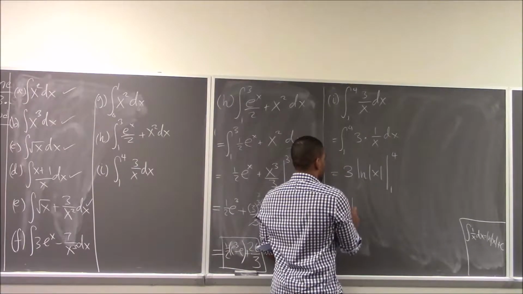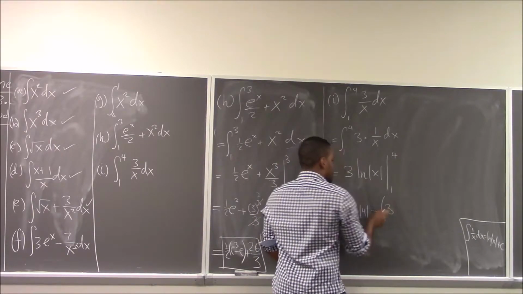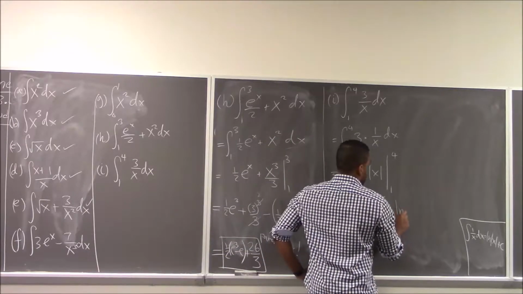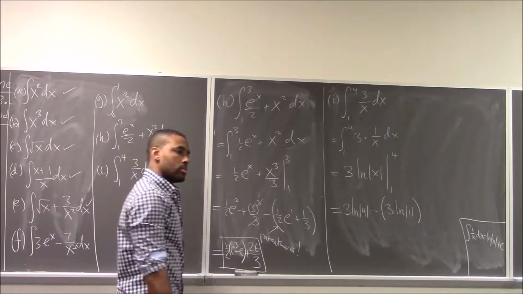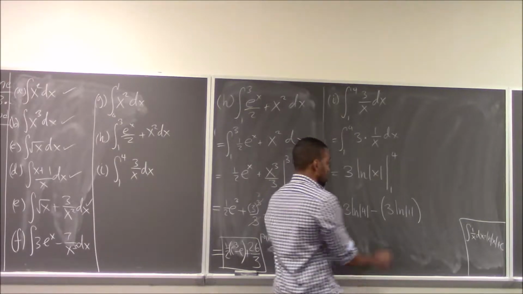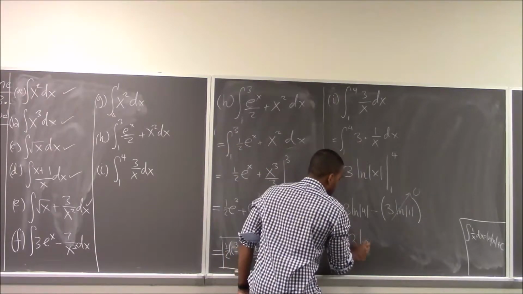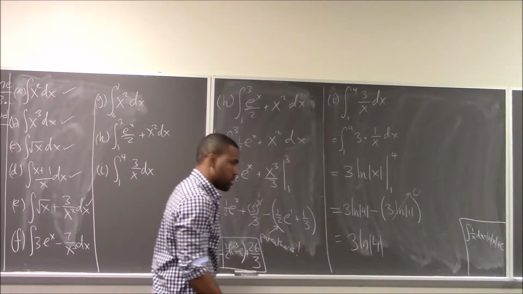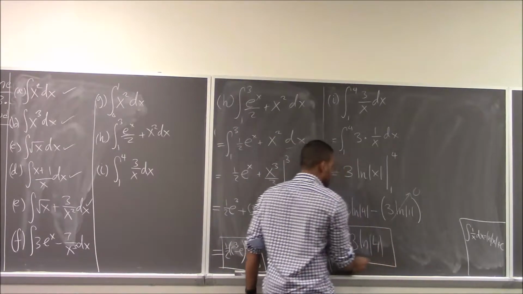So again, we're going to plug in 3 ln of 4 minus, not strictly necessary, but get in the habits of using parentheses, 3 ln of 1. What's ln of 1? Log of 1. 0. And so this is just 3 ln 4. Technically, you don't have to write the absolute values here because 4 is a positive number, but it's not wrong to leave it. It might be wrong if you remove it, so just keep it.